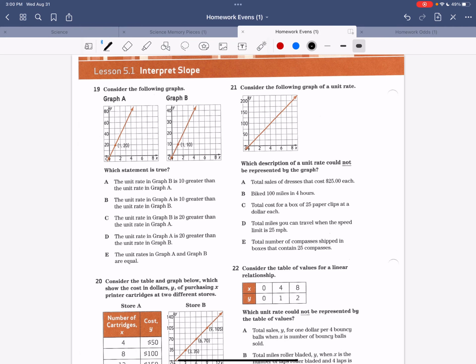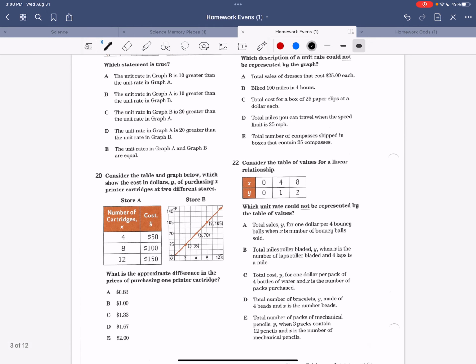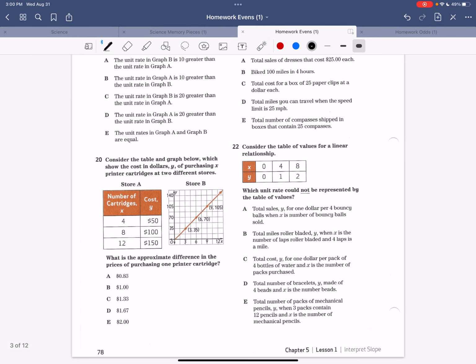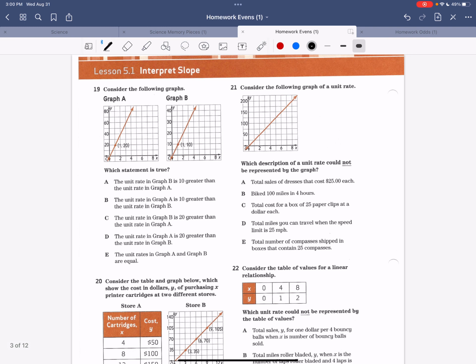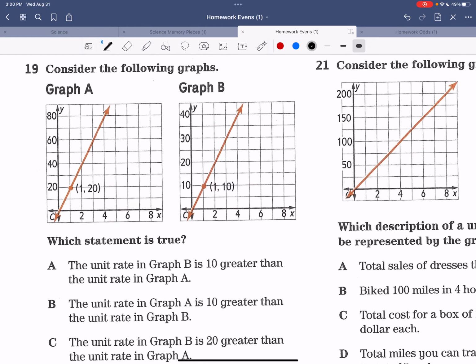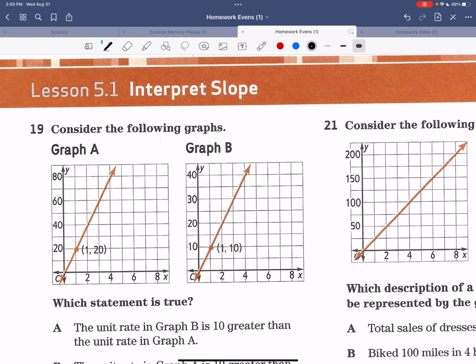How about we finish this lesson? This is page 78 in the exercise book, and this is the last page of the 5.1 lesson. Number 19. Consider the following graphs.